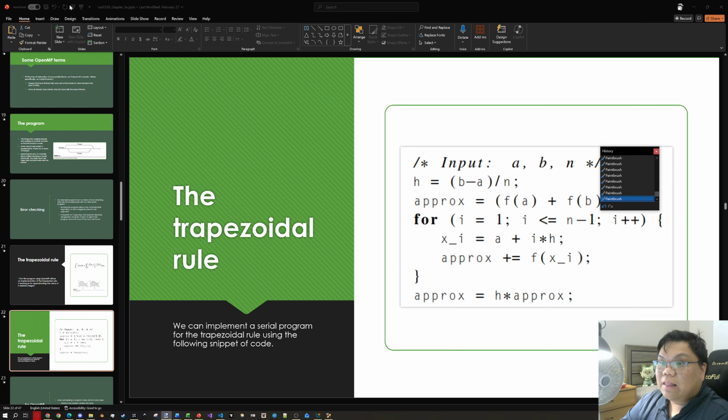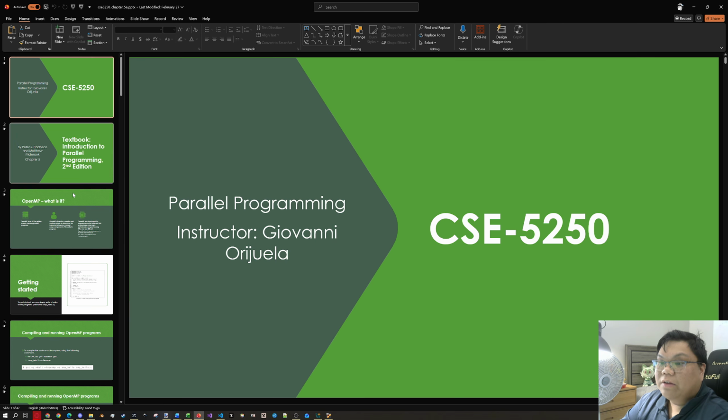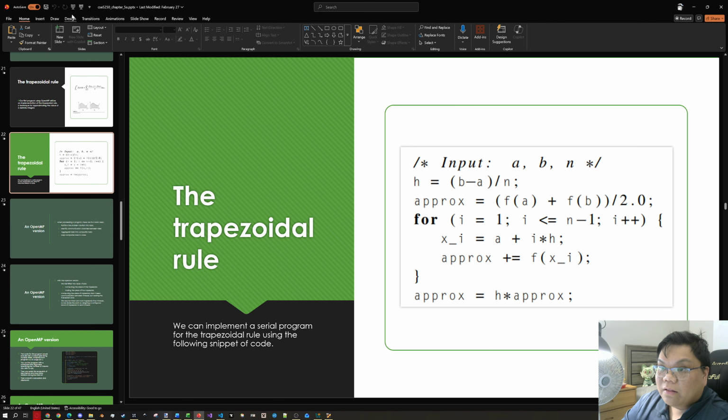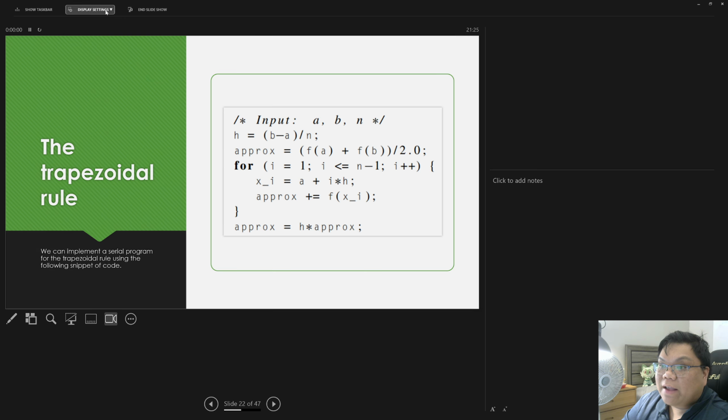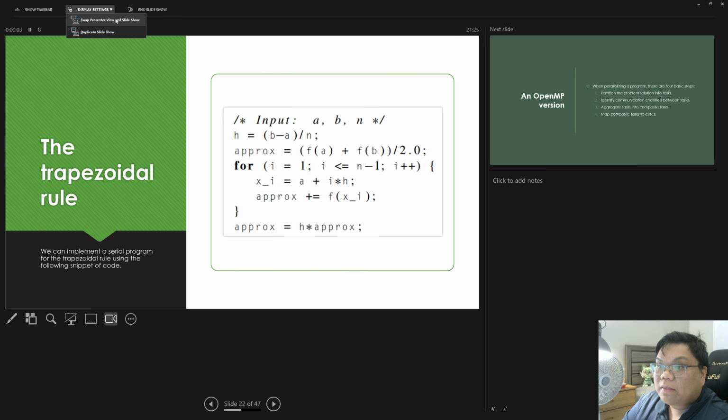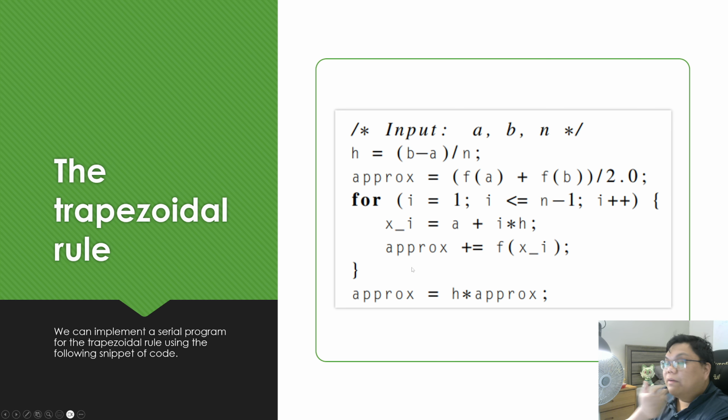So let me just turn back on the slideshow. Wrong one. Let's go back to the slide. So that's what's going on here. Confusingly, the h is representing the width of a trapezoid. So we have our endpoints a, b, and the number of trapezoids n. h in this case is the width of a trapezoid, and we can calculate that by finding the difference between b and a, and then dividing that by n. So now we have the width of a single trapezoid.